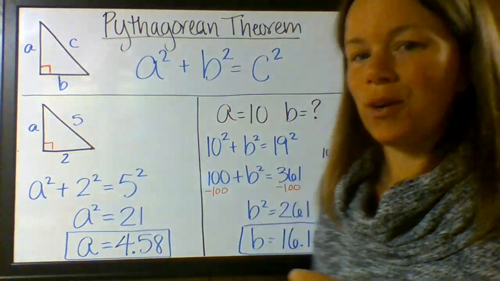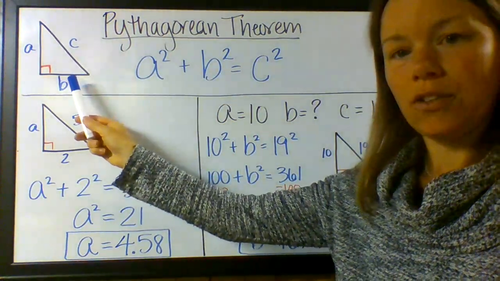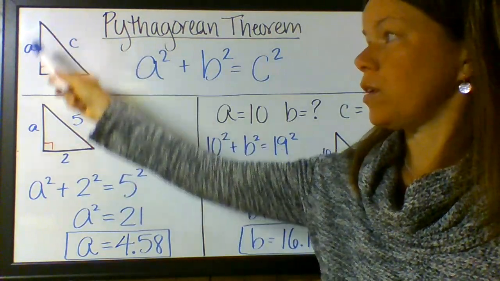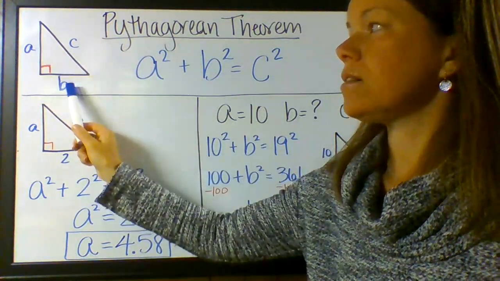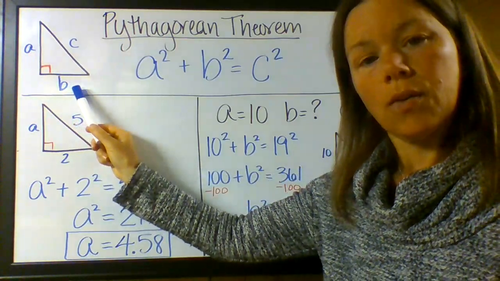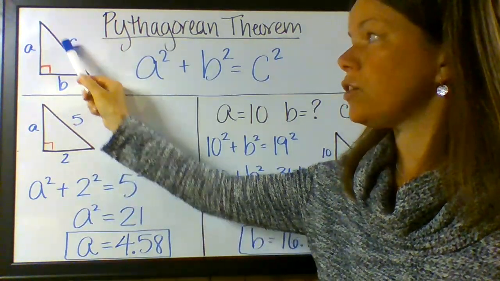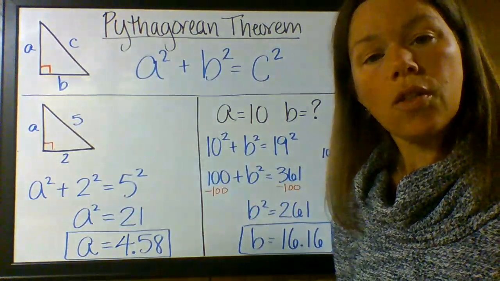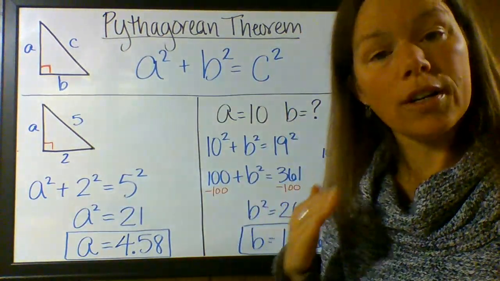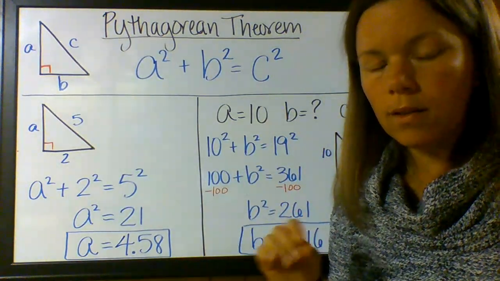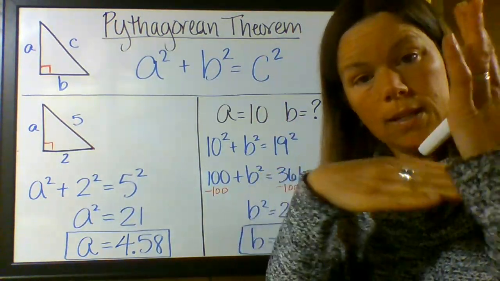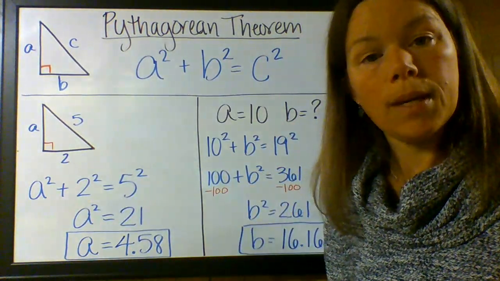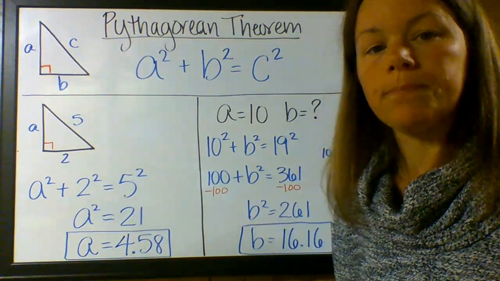So the Pythagorean theorem says that in any right triangle, where there's a right angle, we can name the two legs A and B, and we can name the hypotenuse C. The hypotenuse is always the longest side, always. The two legs, which meet at the right angle, are A and B. The hypotenuse is always C.